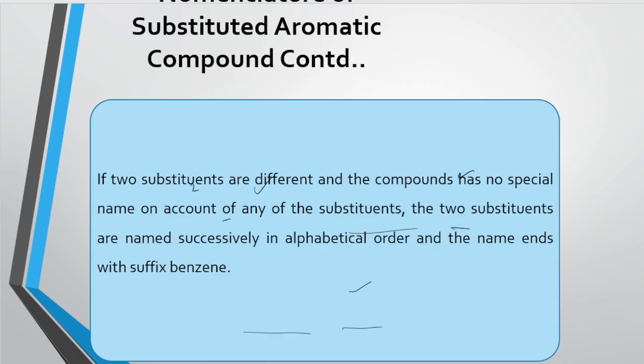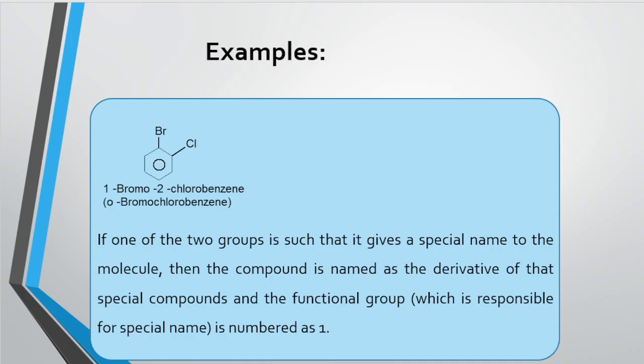parahydroxybenzene. Okay, now if two substituents are different, then the compound has no special name on account of any of the substituents. The two substituents must be named successively in alphabetical order, and the name ends with the suffix benzene. For example, bromo-chloro, two different substituents. Bromo comes first, hence the numbering also starts from there. Hence 1-bromo-2-chlorobenzene is the IUPAC name of this particular compound. This is called orthobromochlorobenzene, right?